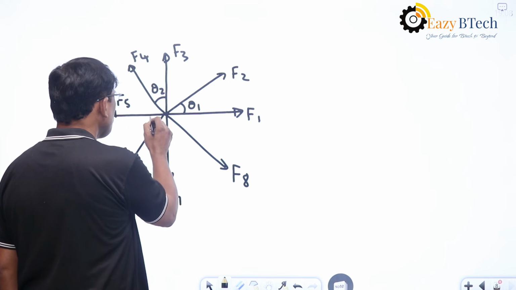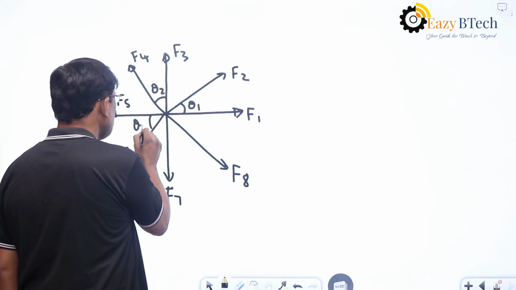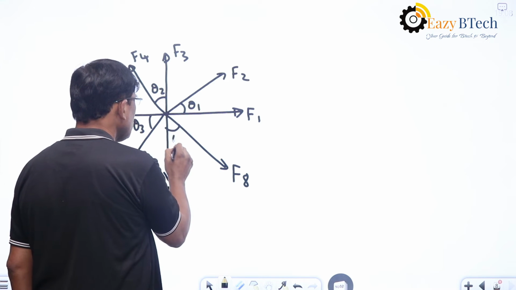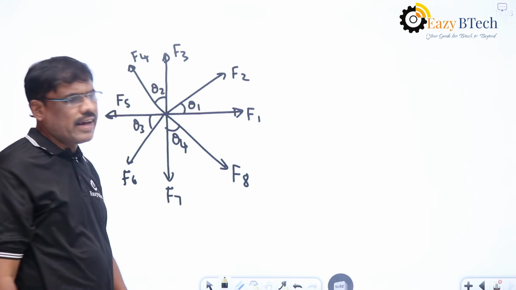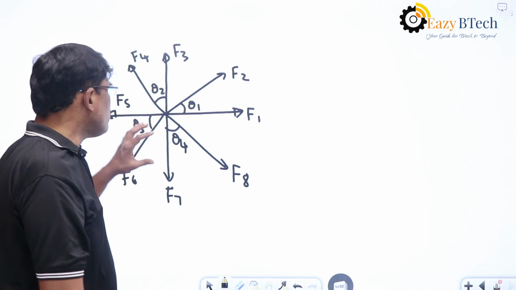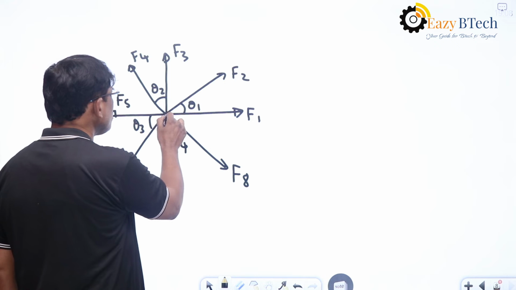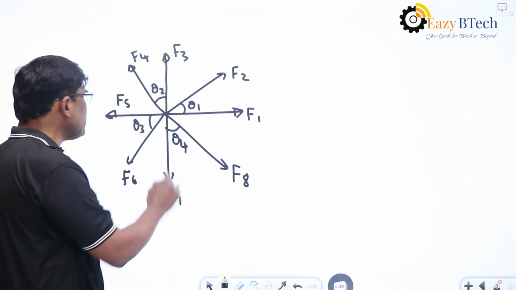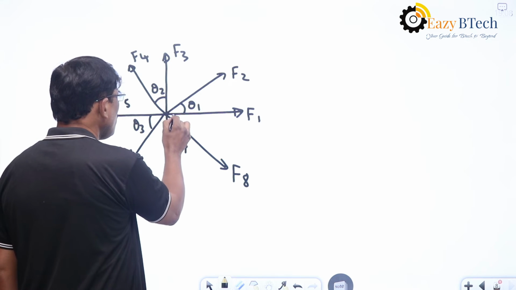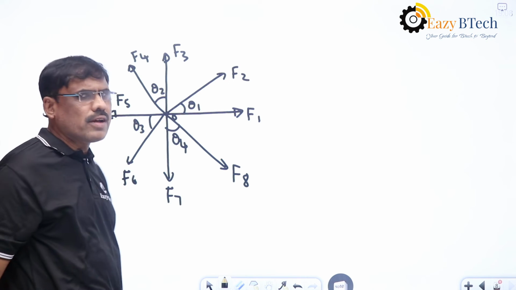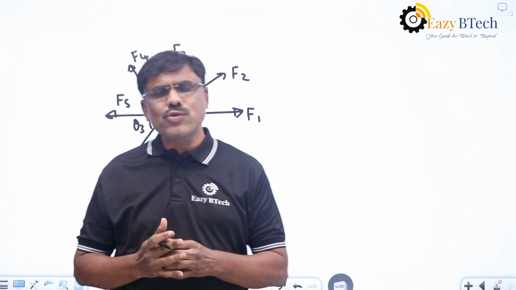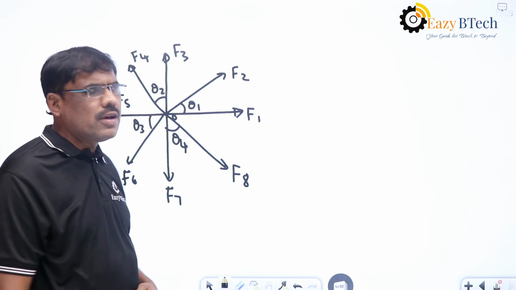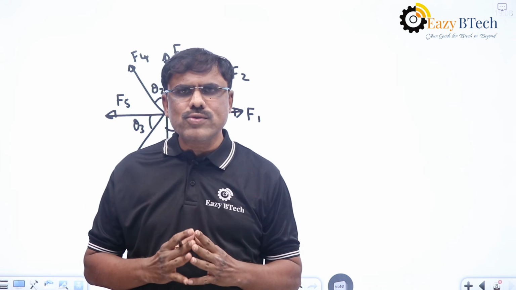and F4 is making an angle theta 2 with y and F5 is making an angle theta 3 with x-axis, and F8 is making an angle theta 4 with y-axis. So for this combined one, this represents the coplanar force system, and all the forces are meeting at one point. Let us say this is O, and all these forces are meeting at one point. So this is known as concurrent system. So this represents the coplanar concurrent force system.